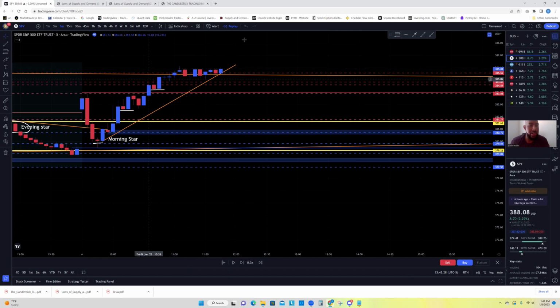So we got a slight uptrend, right? I would consider this to be an accumulating zone, for it to continue to break out. All right, let's see what we get.